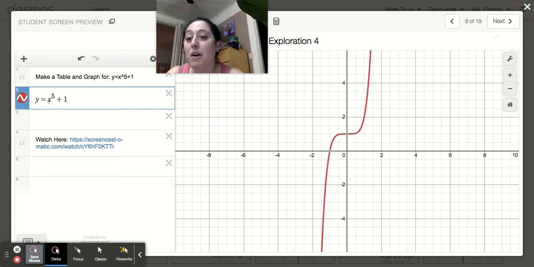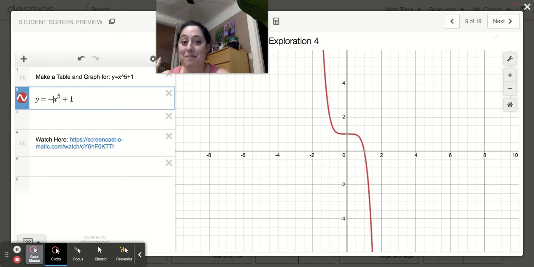Okay, now if I were to put a negative in front of the leading coefficient, any idea what that would do? Let's try it. All right, so it just really flips the direction. So now it starts up, ends down. Okay, but either way, odd exponents for leading coefficients will have it starting and ending in different directions.